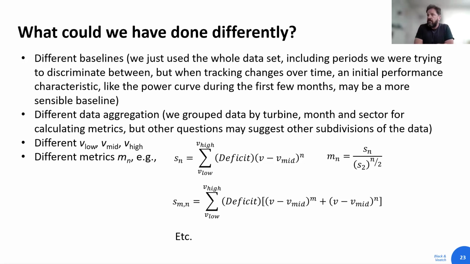You could use different data aggregation. Really, I think that's determined by what question you're trying to answer. I think for this one, grouping the data by turbine, month, and sector made sense. Different questions might suggest other subdivisions of the data for this kind of analysis. Another thing I could have changed was what my low, middle, and high wind speeds were for the range over which I was performing the calculation of those metrics. I could have calculated different metrics.